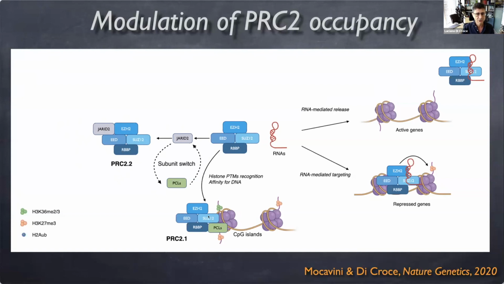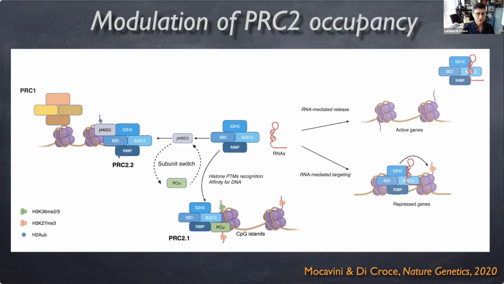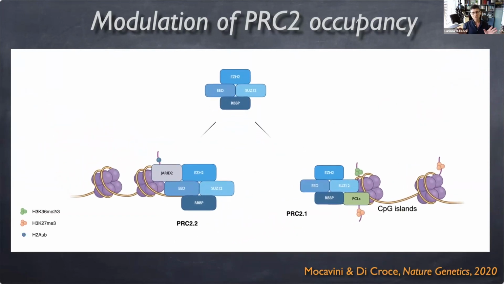You can see here that, depending on the variation, we have specific subunits. And interestingly, the PRC2.2 variation, which contains JARID2, is also capable of recognizing H2A ubiquitination. As I mentioned at the beginning, this is a modification which can be catalyzed by the PRC1 complex. So here we go from the PRC1 complex depositing H2A ubiquitination, which is then recognized by JARID2 within the PRC2.2 complex.